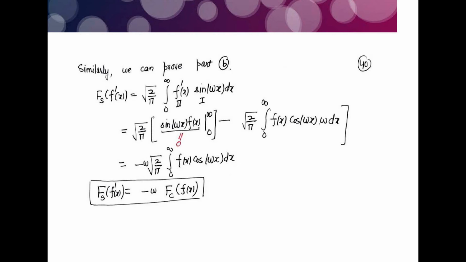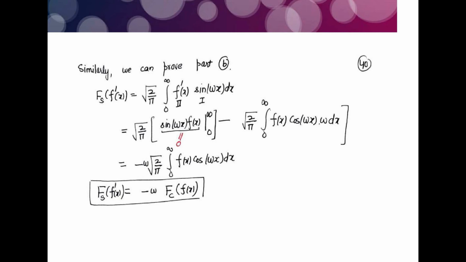Similarly, we can prove the second part, the Fourier sine transform of f dash x. Put the value of the function in the Fourier sine transform. Assign sine as the first function, and our second function is f dash x. Integrate this by parts. Now the first expression, sine wx f of x, is 0 for the lower limit as well as for the upper limit.